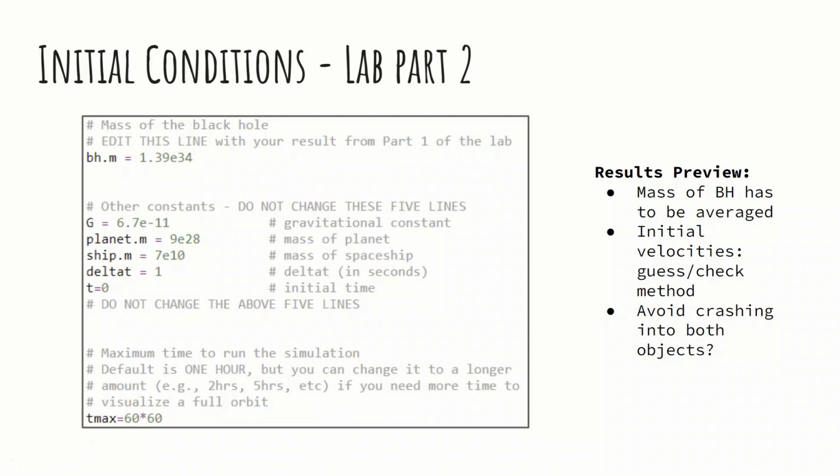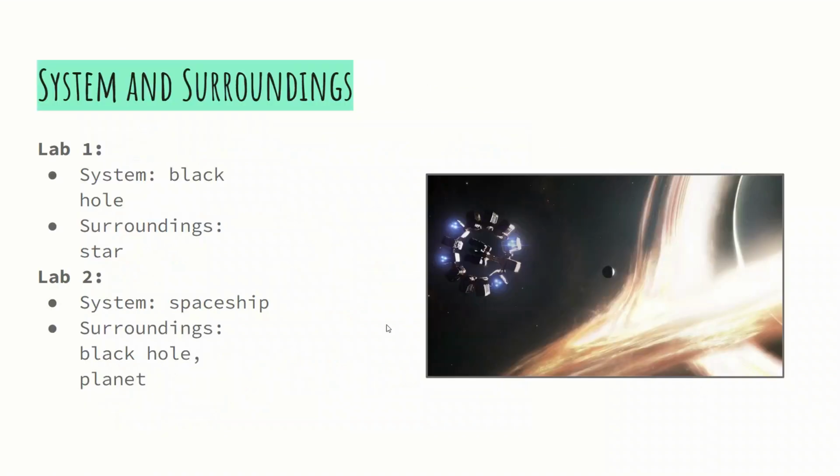So a little preview of the results is that the mass of the black hole shown here actually had to be averaged because there were multiple values over many time steps. Additionally, the initial velocities had to be found through a guess and check method rather than through an actual calculation. So, in part 1, the system was defined as the black hole and the surroundings were defined as the star, and in part 2, the system was defined as the spaceship and the surroundings were the black hole and the planet.